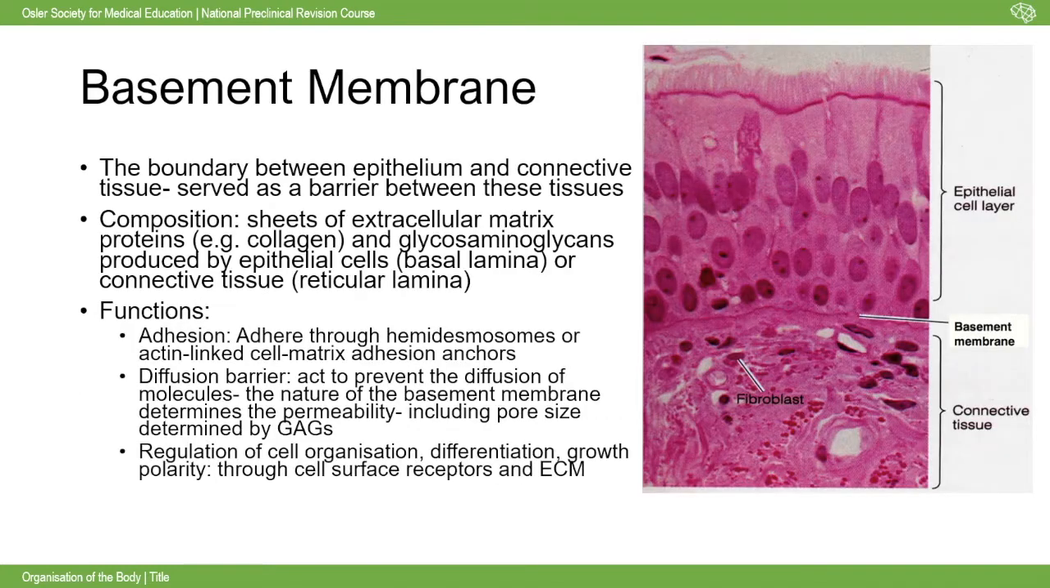Okay. So now looking at the basement membrane. So this is actually the boundary between the epithelium and connective tissue. So it serves as a barrier between these tissues, both in terms of diffusion of molecules. So you don't want diffusion of your connective tissue molecules, such as glycosaminoglycans, across this barrier. So the composition of this basement membrane is that there are sheets of extracellular matrix proteins such as collagen, in addition to glycosaminoglycans produced by either the epithelial cells or the connective tissue.